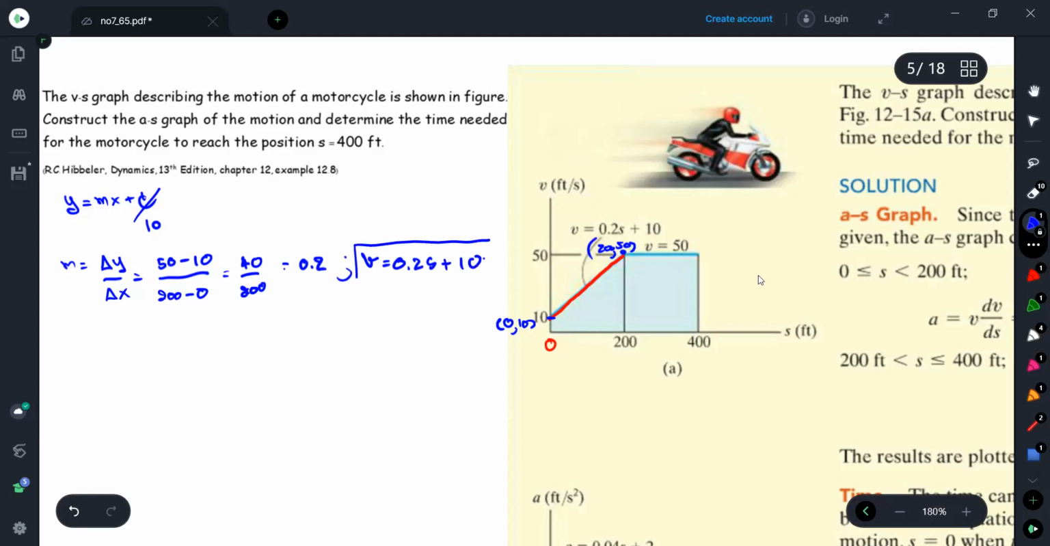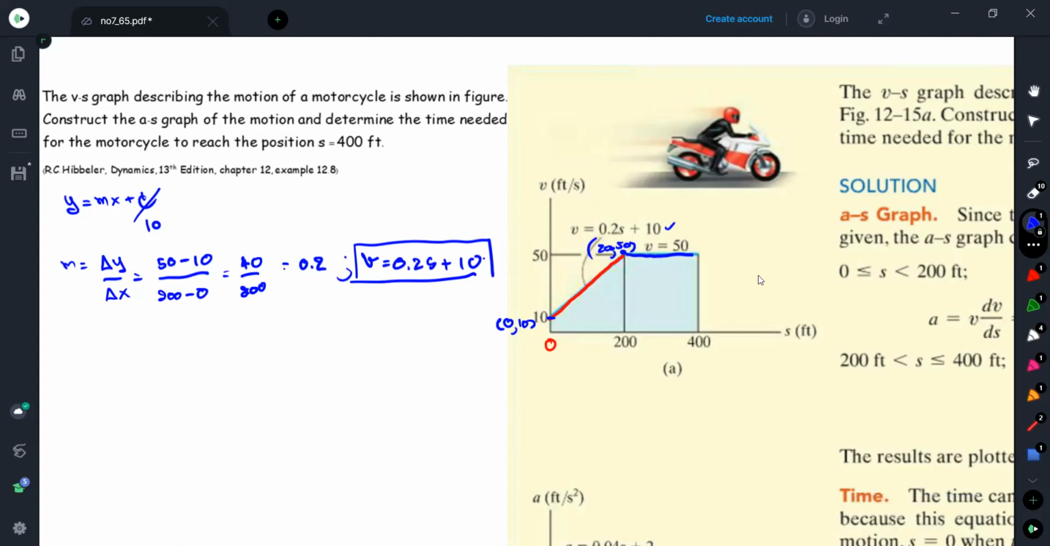This is from fundamental mathematics, and we have this equation already. For the second part, the velocity becomes constant, equal to 50 meters per second. So we use the relationship that we are familiar with.